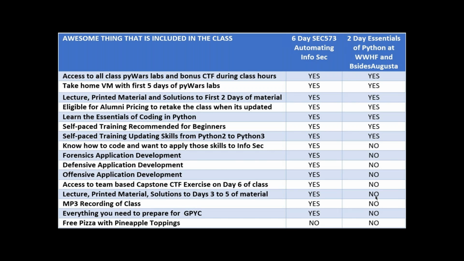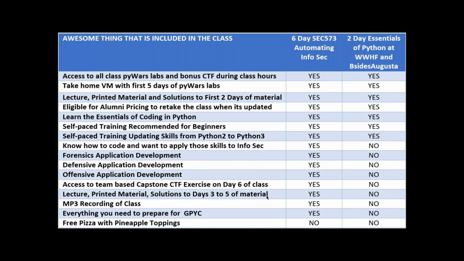Now, what you don't get in the 2-day class that you do get in the 6-day class is the practical application of those skills beyond the building of the skill set. We're going to teach you the essentials of coding and how to code in Python, but not those practical application skills. So we don't go through themes like how to build code as a forensics person, or how to build programs as a defensive person or an offensive person. There's also a capture the flag that's part of the 6-day class, a capstone event where we team up and solve programming challenges and win coins on day 6. There's no capstone or CTF as part of the 2-day essentials workshop.